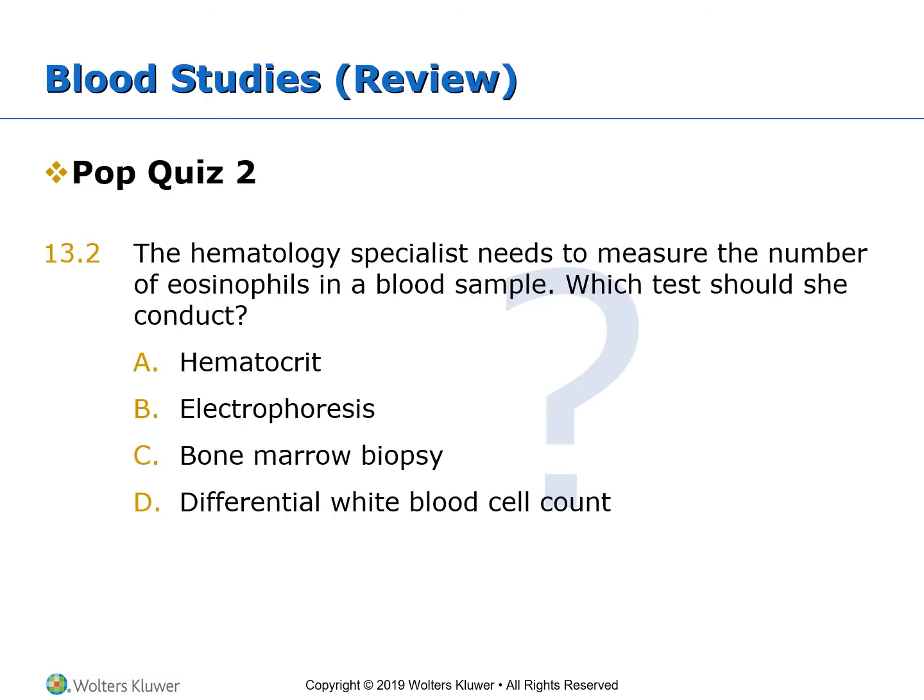Question number 2. The hematology specialist needs to measure the number of eosinophils in a blood sample. Which test should she conduct? A hematocrit, an electrophoresis, a bone marrow biopsy, or a differential white blood cell count? In order to measure the number of eosinophils in the blood sample, we need to perform a differential white blood cell count.